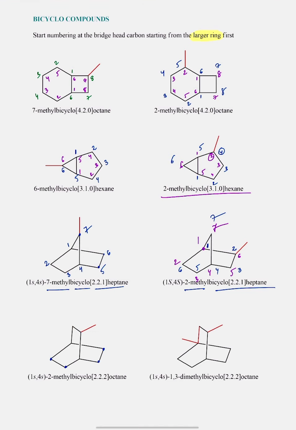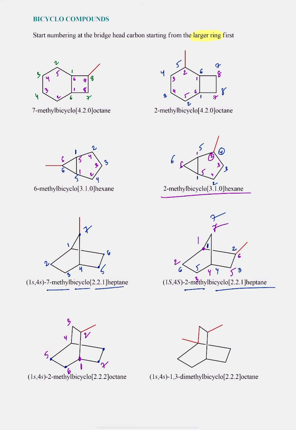But instead, if I start at the bridgehead carbon at the bottom, I'll get a lower number. Let's see, I give the bridgehead at the bottom as number 1, and then go to the top. Now here I got 2 instead of 3. Now what is the correct way of numbering? Was the last way correct or this way correct?